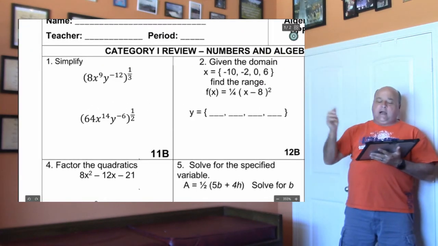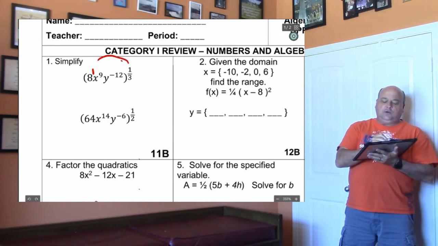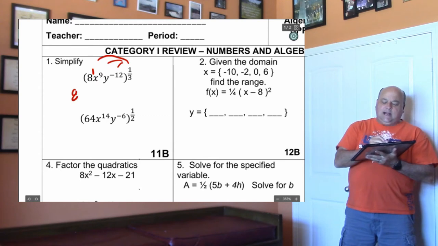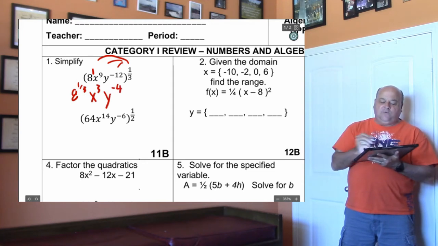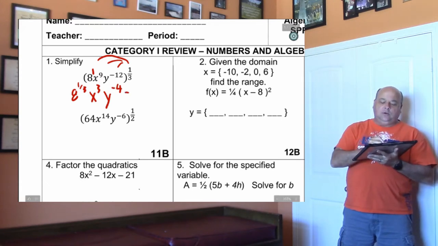You're going to be using your calculator some. Remember, this has an exponent of 1/3. You're going to distribute that 1/3, aren't you? Okay, so we're going to do 8. 1 times 1/3 is 1/3. X, 9 times 1/3 is 3. Y, negative 12 times 1/3 is negative 4. If you punch 8 to the 1/3 on your calculator, you'll get 2. So 2x cubed y to the negative 4.